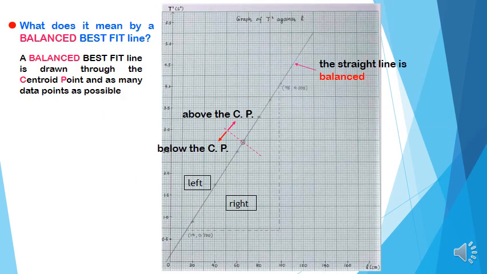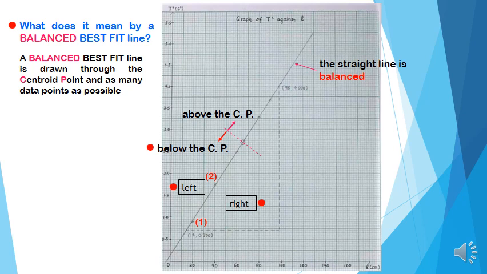What does it mean by a balanced best fit line? A balanced best fit line is drawn through the centroid point and as many data points as possible. A straight line is drawn passing through the centroid point and 4 data points. However, there are 2 data points which are deviated from the best fit line below the centroid point. There is one on the right-hand side of the graph and the other one on the left-hand side of the graph.